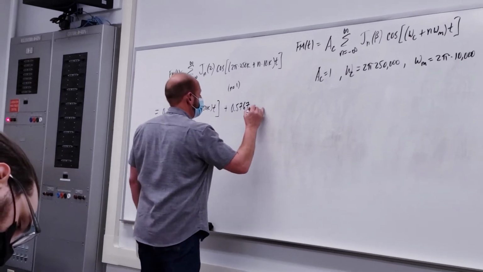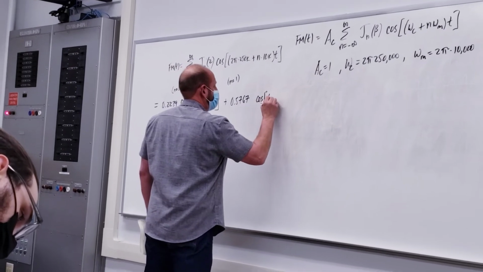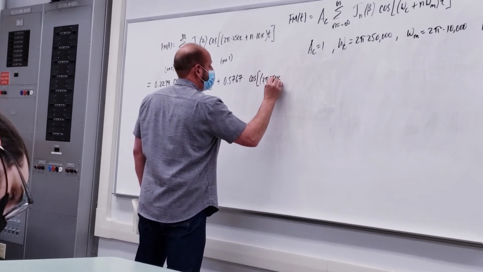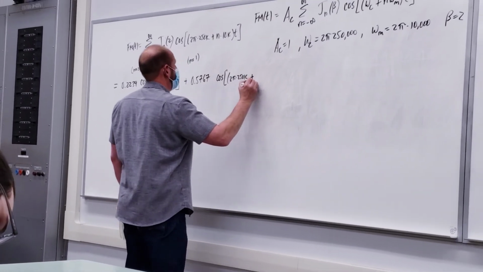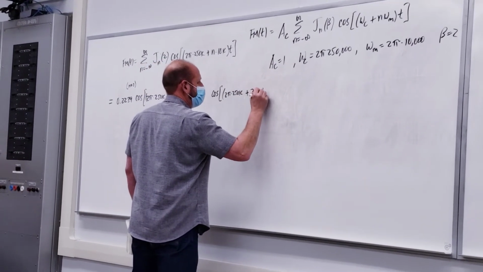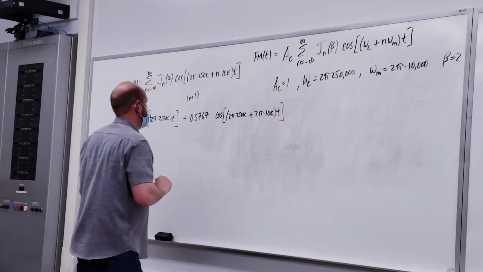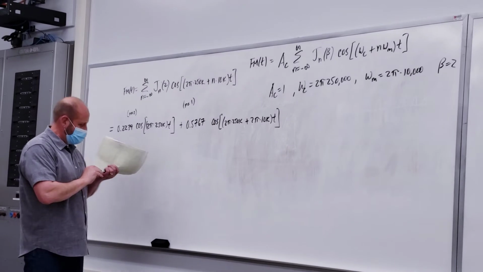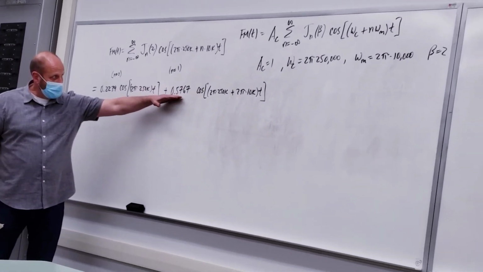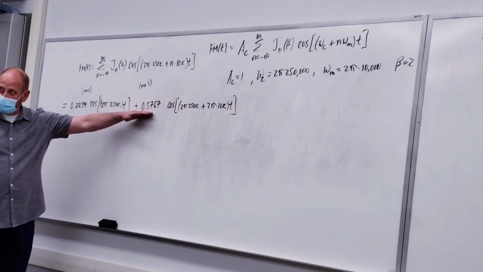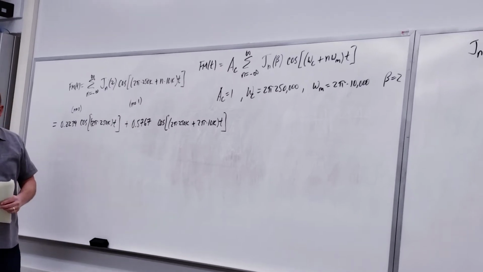All right, so this times cosine of 2 pi times 250,000 plus, n is equal to 1 now, so it's plus 2 pi times 10k t. Now it turns out that at least the absolute value, not necessarily the sign, of this is going to also be what we have for n equals minus 1. So let's just include that here.